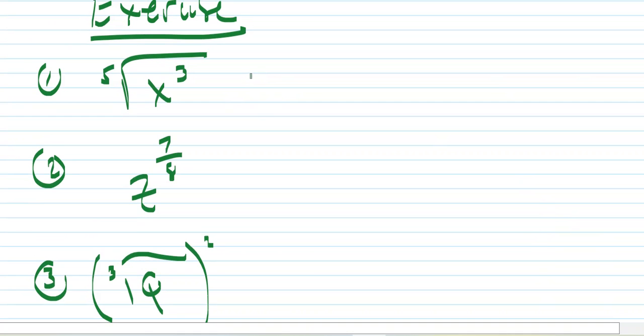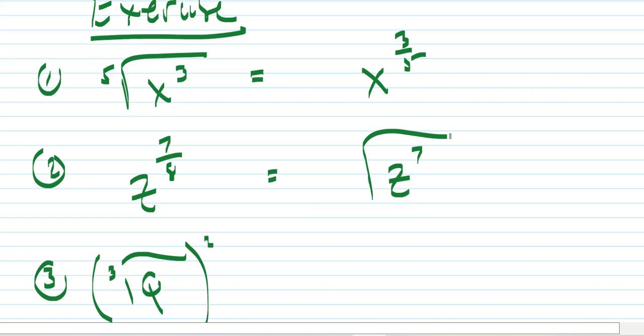Okay, so the first one, it's in radical form. In rational exponent form, this would be x to the 3/5 power. Number 2 is in rational exponent form. In radical form, it would be z to the 7th power, and then the 8th root. And the third one is in radical form. We would write this as q to the 2/3 power.